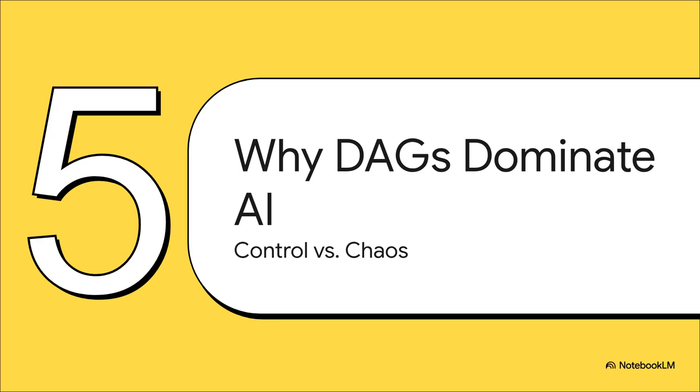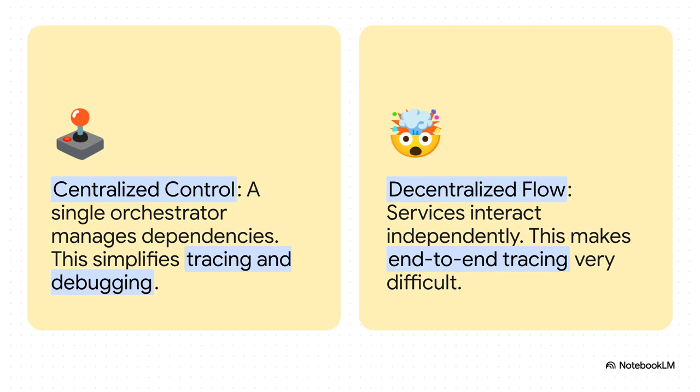Which really brings us to the big question, right? Why has this one specific pattern, the DAG, become the absolute king in the world of AI and MLOps? Well, it all boils down to a classic battle: control versus chaos. With the DAG, you get centralized control. A single conductor, your orchestrator, sees the whole plan. If something breaks, you know exactly where to look.